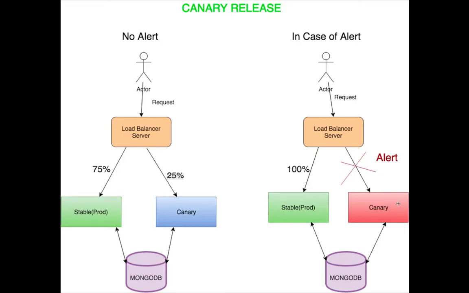And the second case is the case of an alert. An example of an alert can be whenever the Canary server goes down. In that case, all 100% of the requests have to be sent to our stable server.